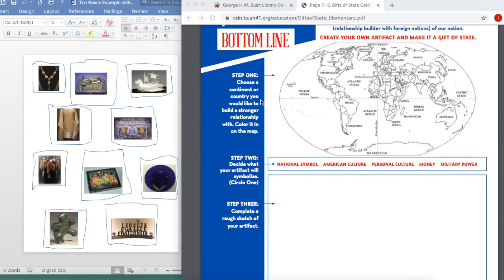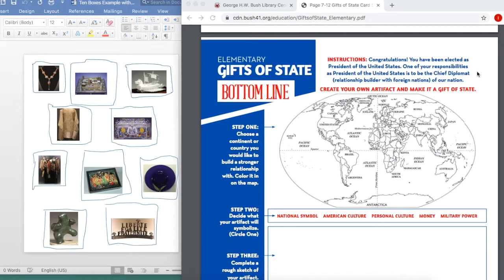All right. If you'd like to go ahead and do step two, you may do so, but I'm just going to skip over that for now. And we will move on to the third and final part, where you design your own gift of state to give to a country of your choice.